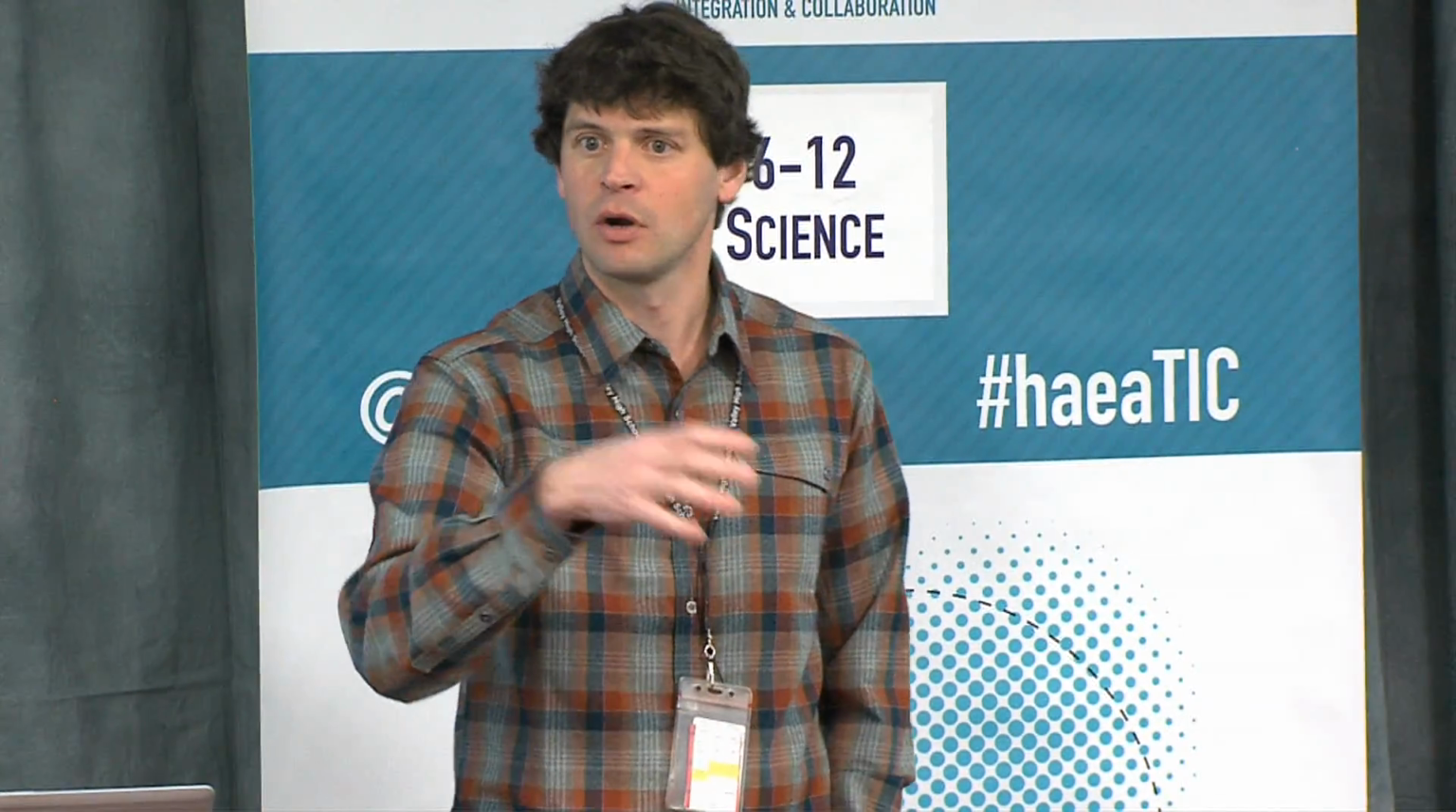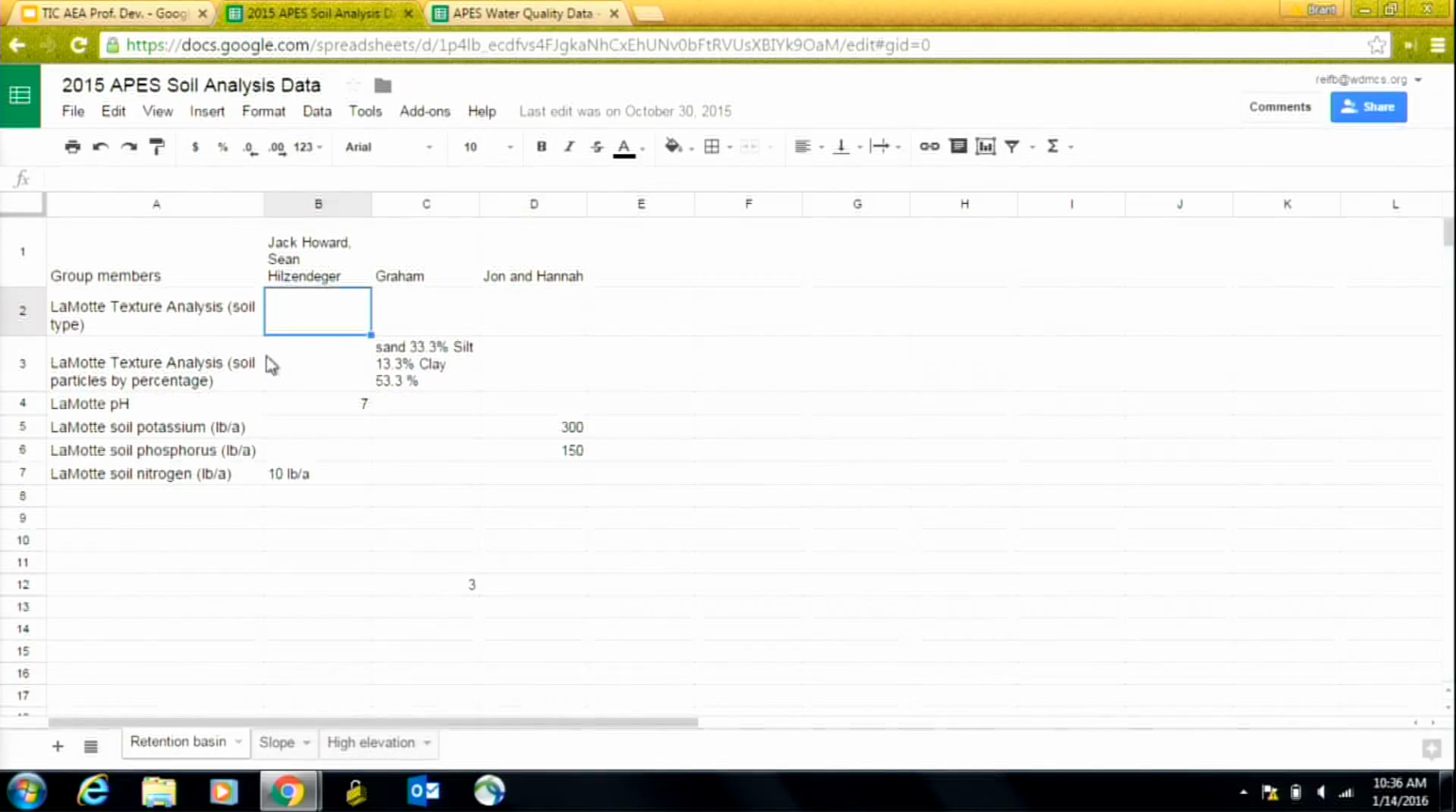There's different habitats. One of the groups went to a retention basin catching this runoff. Another one went to collect soil on the slope, and the other at high elevation. They pick which of the different tests they want to run. I just make sure that all the tests are being done. So here was my soil type. Soil type we did in the lab, so that's why this is blank.